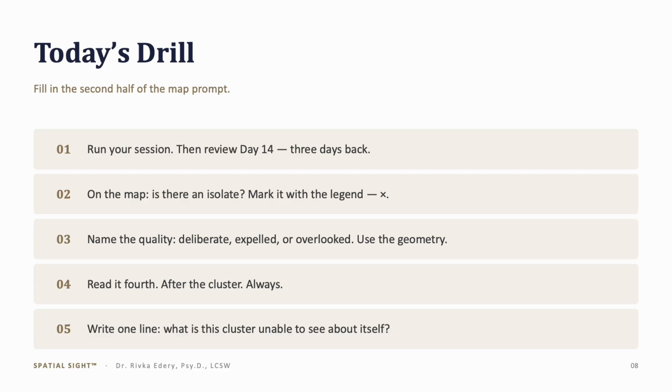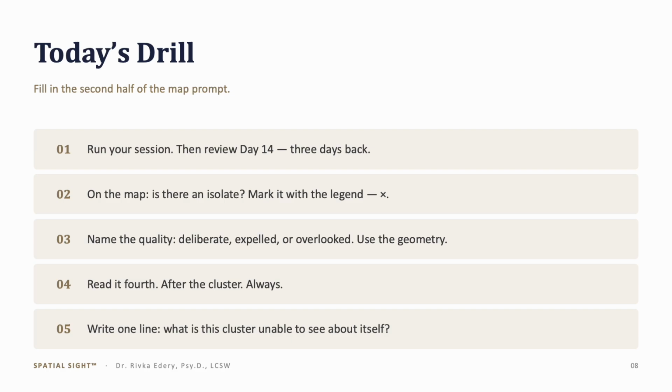2. On the map, is there an isolate? Mark it with the legend the workbook gives you, the multiplication sign, X. It has been in the legend since day 1, alongside cluster, void, and edge. 3. Name the quality.